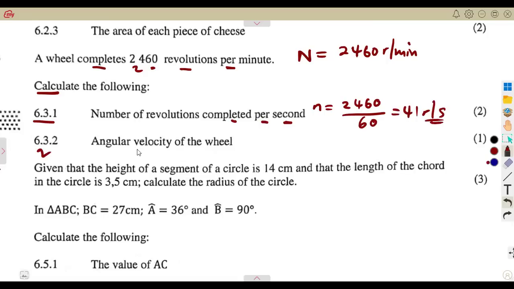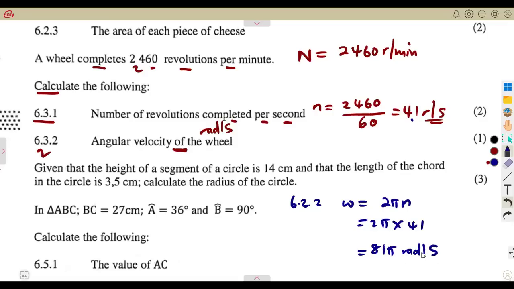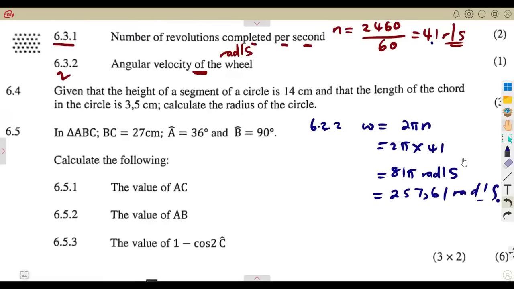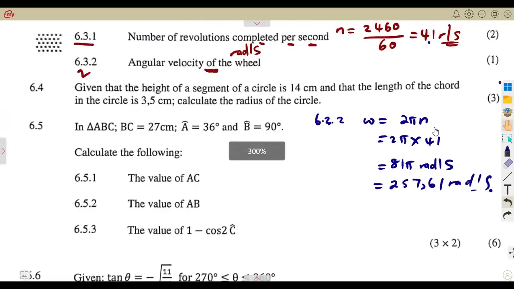Then 6.32, the angular velocity of the wheel. Remember, the angular velocity is measured in rad per second. There we are calculating omega in rad per second. Omega is given as 2 pi n, which is 2 pi times n. We already have our n in revs per second. So that gives us 82 pi rad per second, or as a decimal, 257.61, something like that, rad per second. So you have got the angular velocity there.